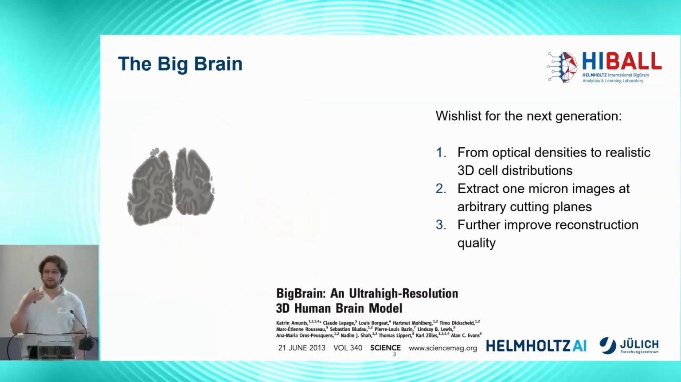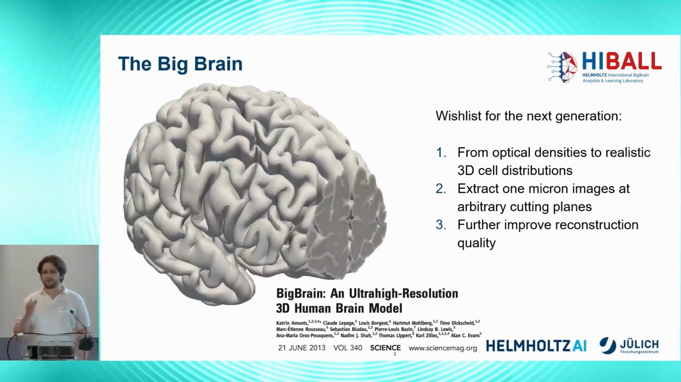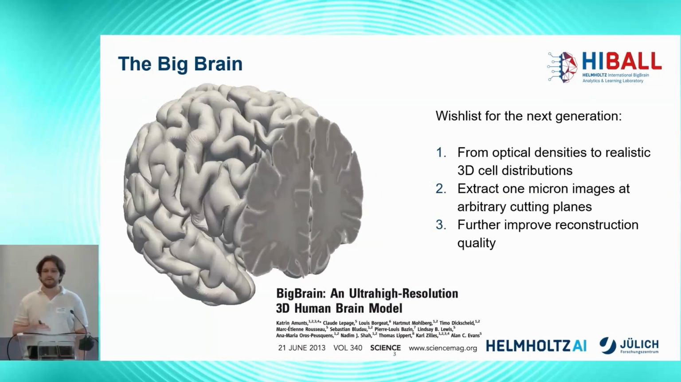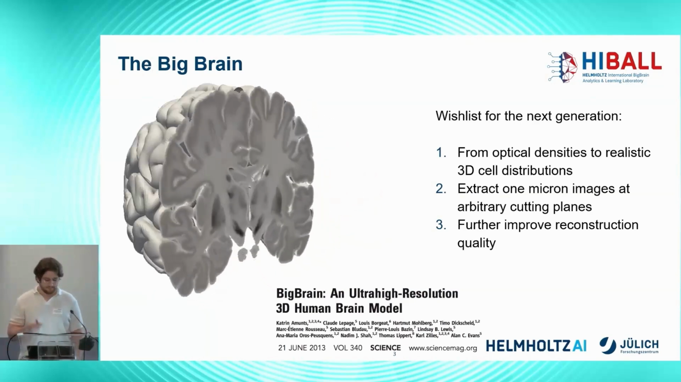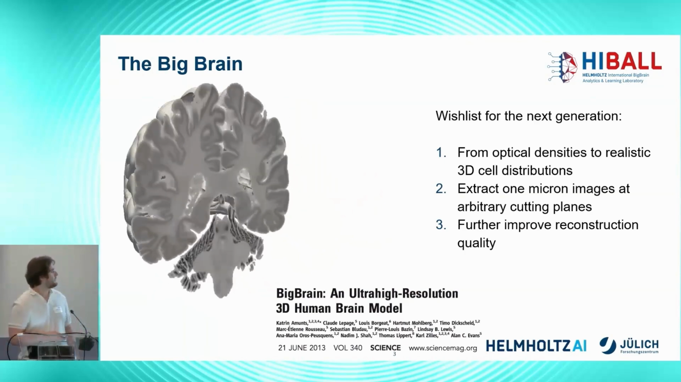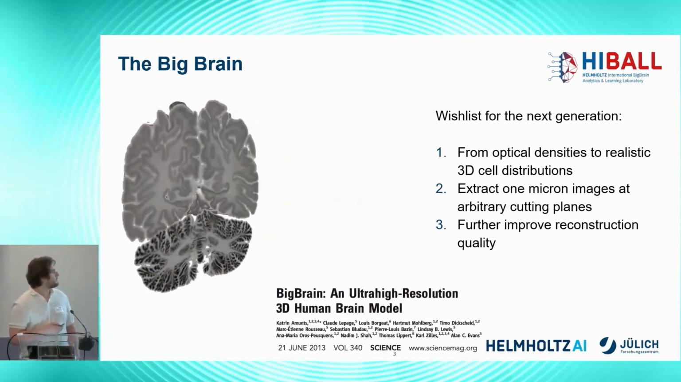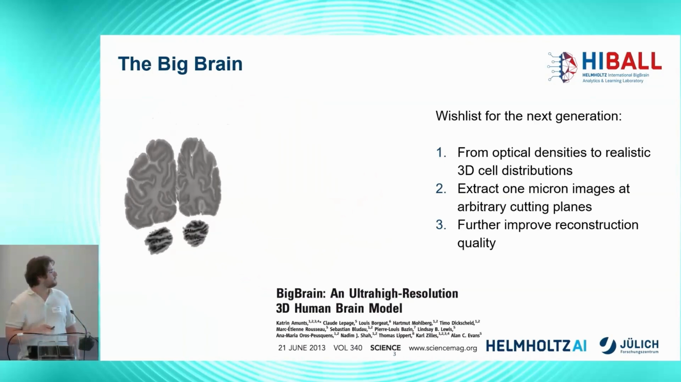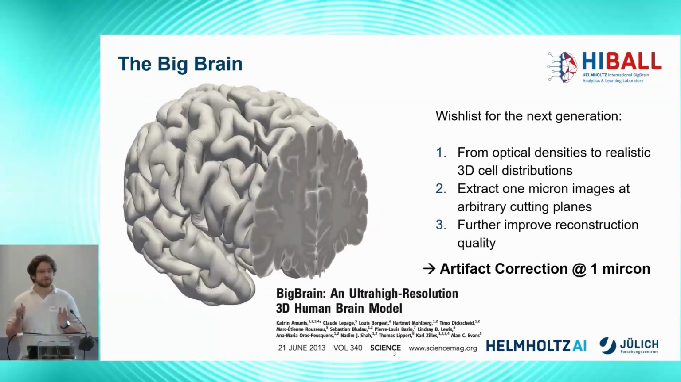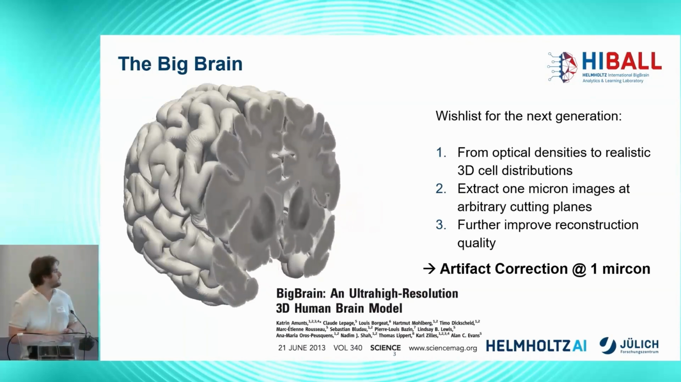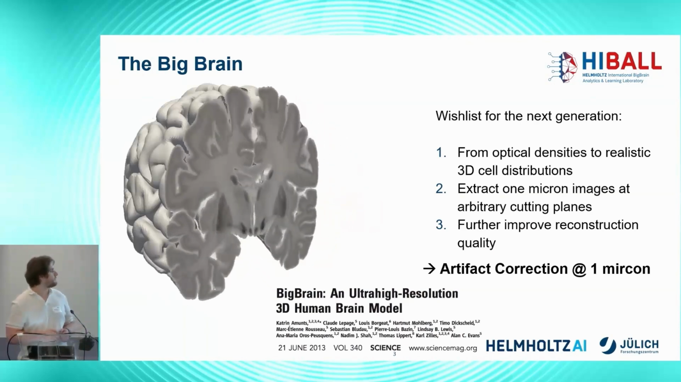So actually we're going from the optical density we have in BigBrain, where we can see where there are more cells, less cells, to actually seeing how many cells are there, what size they are, the concrete laminar structures. And to achieve this, I will focus on one small part of the reconstruction pipeline, which is artifact correction at 1 micron resolution.